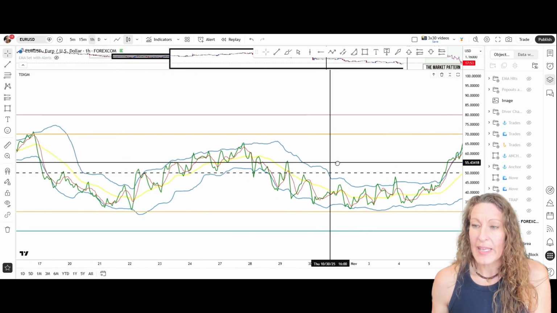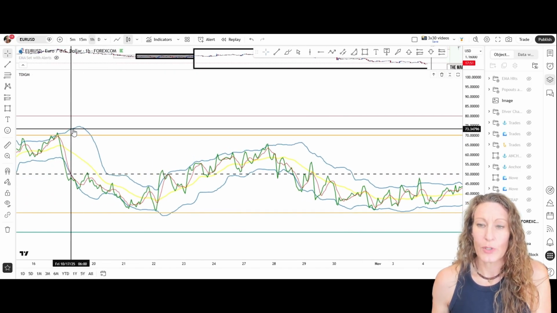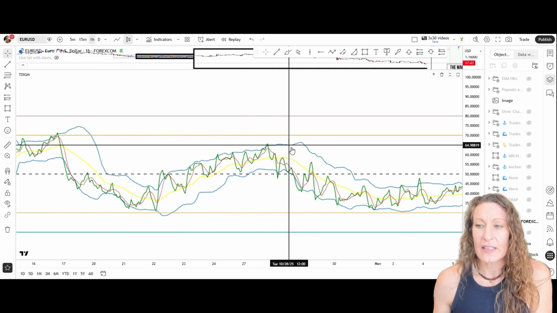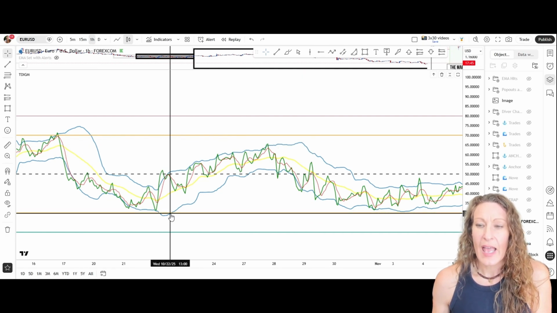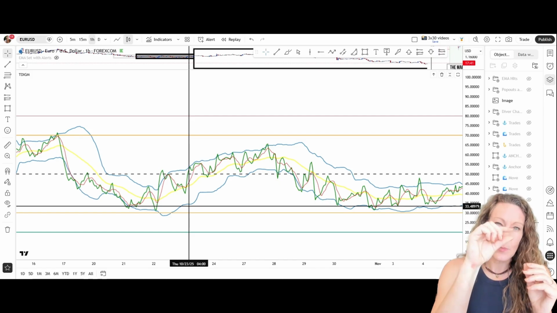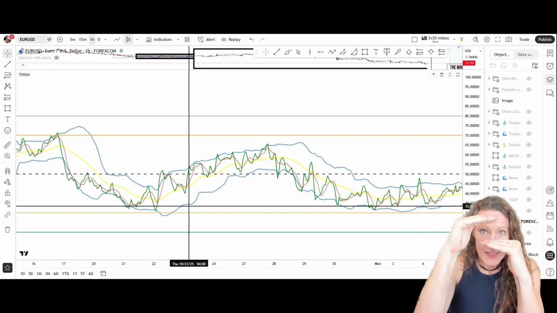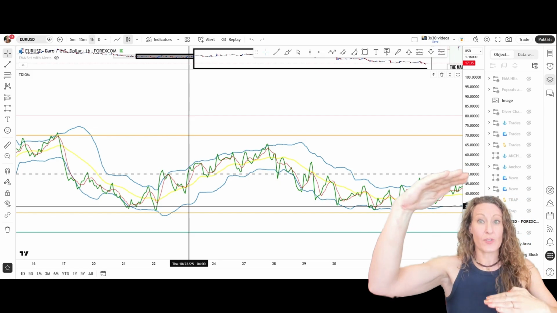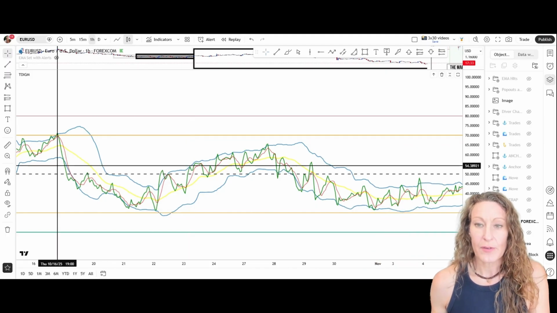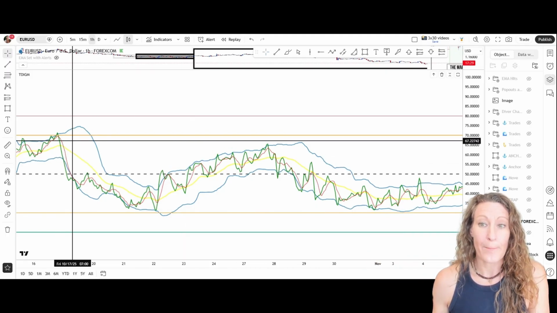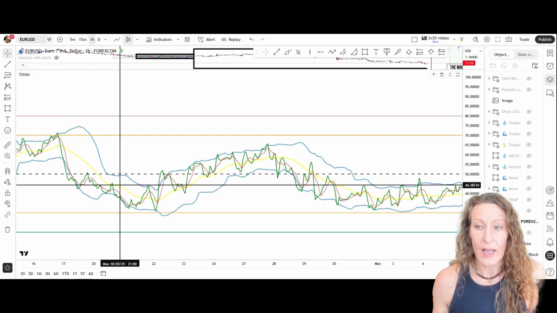Other things we pay attention to is these blue bands, this channel. Okay, these are called your volatility bands. And this is how much price is moving. So if price is barely moving, those bands get really skinny. And then when price really starts going, those bands really open up. So you see right here, there was a big monster shift in price really fast. So that band really opened up.